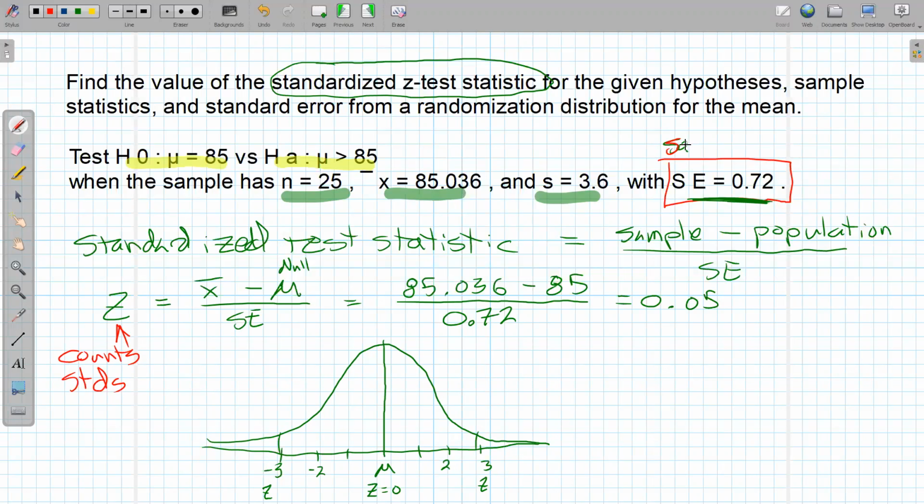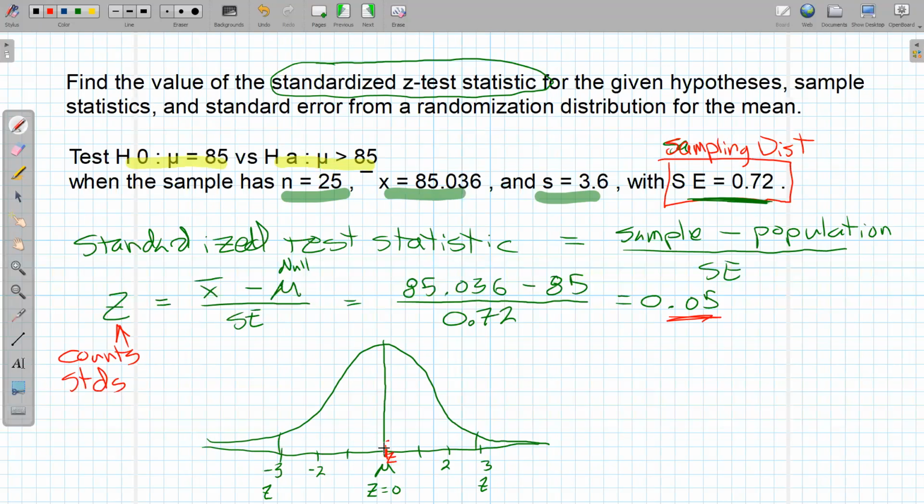And that's what this spread is from here. Sampling has a normal distribution. Now we get a z-score of 0.05 right there. Well, if this is 1 and that's 0, 0.05 is like right here. That's my z-score right here. So is 85.036 far from 85? The answer is no, it's snuggled right up against it right there.